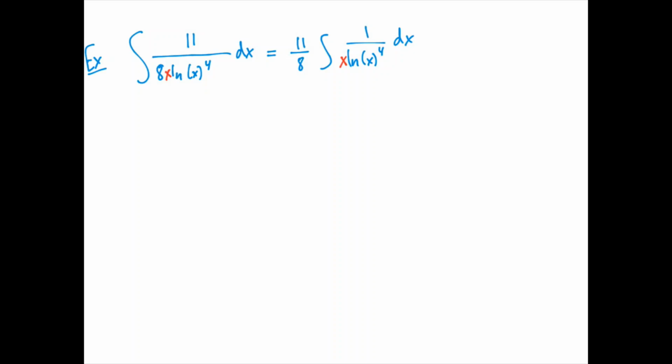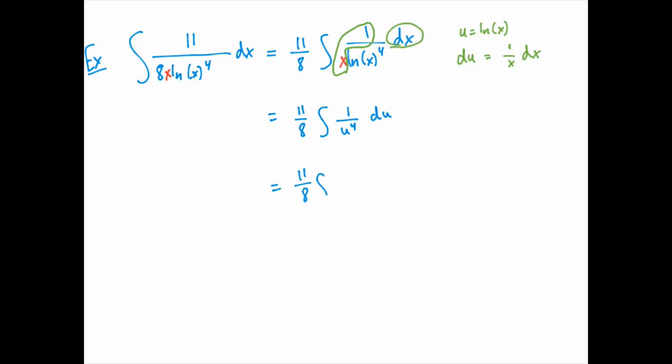So we're going to do a U-substitution here. We're going to say, let's let u be equal to ln of x, and then the derivative of that, we're going to have 1 over x dx. So looking at how we can substitute, well, this right here is 1 over x, and then we have the dx. So 11 over 8, the integral of, so that 1 over x dx is going to be du, and then I have u in the denominator raised to the fourth power.